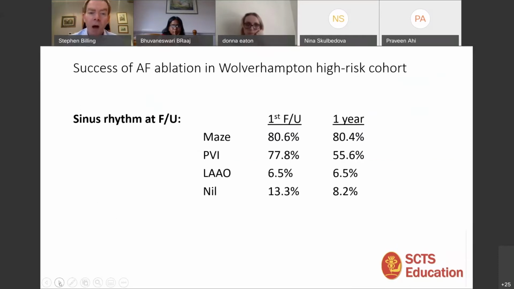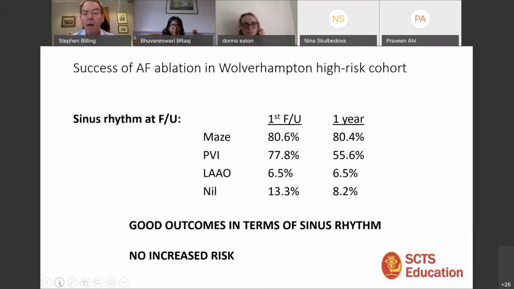So in this same high-risk cohort, comparing the 4 modes of treatment or not for the AF, you'll see that at 1 year, the maze patients have an 80% rate of sinus rhythm, PVI maybe 55, and the others very little. Thank you. So I think we do have good achievement of sinus rhythm and no increased risk in this high-risk cohort. Next, please.